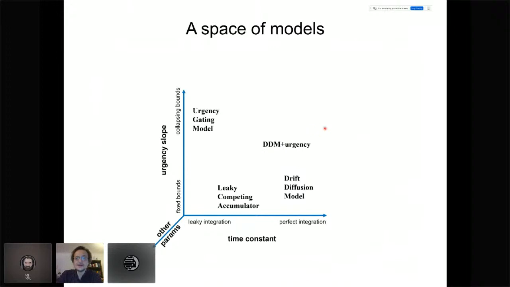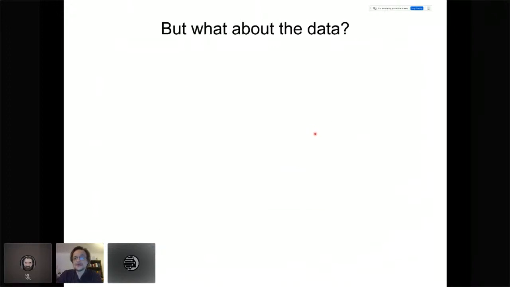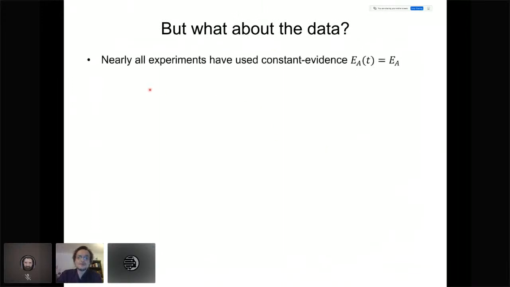Now you might say, but what about all the data? I said earlier that there's all this data that supports the drift diffusion model. Well, most of those experiments used constant evidence tasks. So, for example, in the random dot discrimination task, the actual signal that you're making a decision about is not changing over time. The underlying signal is constant. So E of A times T is just a constant E of A.